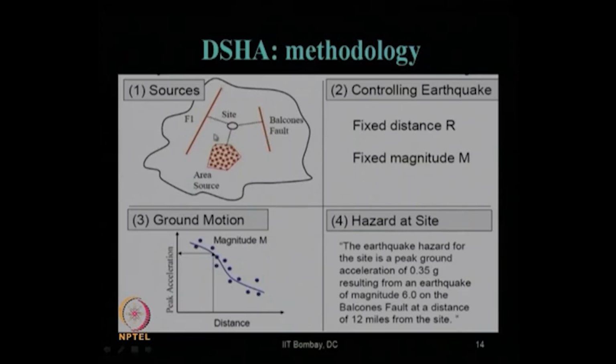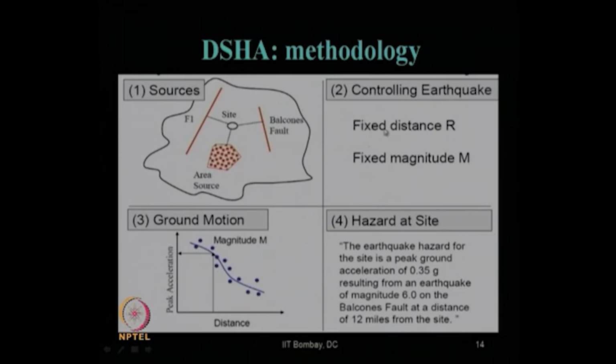Now, these faults can sometimes be like this, which is a linear fault, sometimes it can be like this, which is called an area fault, sometimes it can be a single point, which is a point source or point fault. So, several shapes of these faults are possible. So, next, what you need to do? You need to identify which one is the controlling earthquake. To identify the controlling earthquake, you need to do 2 things.